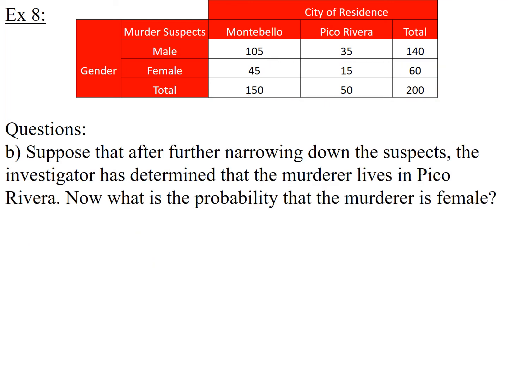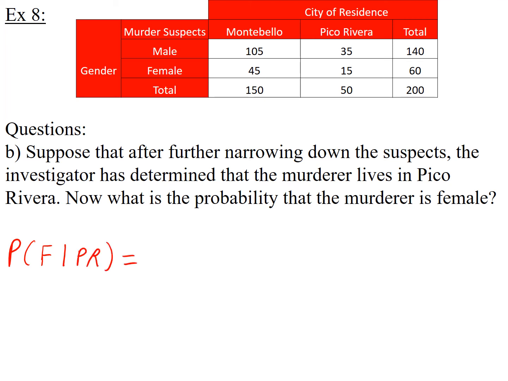The second part is a conditional probability. So suppose after further narrowing down the suspects, the investigator has determined that the murderer is from Pico Rivera. Now what's the probability the murderer is female? The notation now is, I want to find the probability the murderer is female, so F goes first, given the new information, and that new information is that the murderer lives in Pico Rivera.